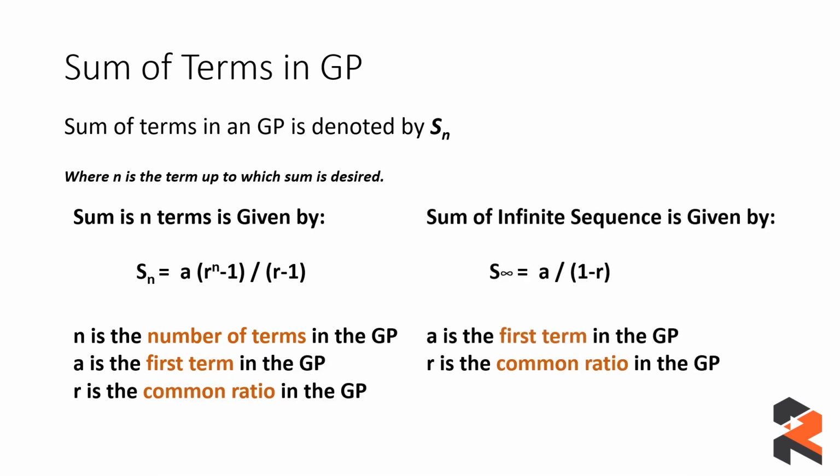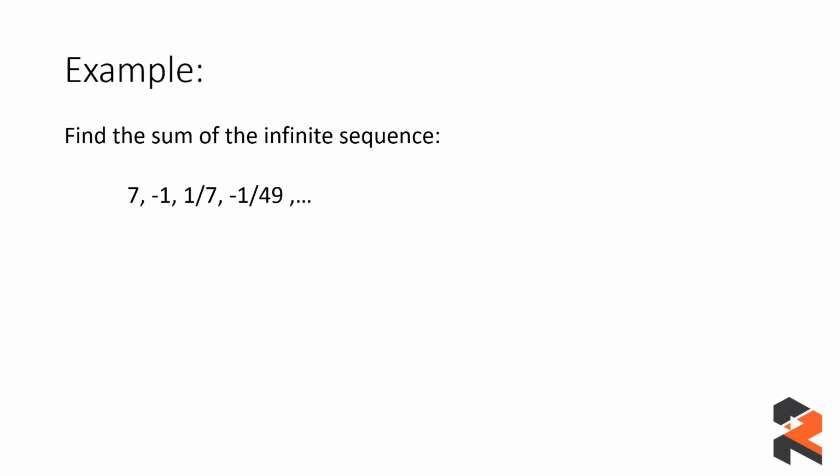However, if you want to find out the sum of an infinite sequence, it is given by A upon 1 minus R. So A is again the first term and R is the common ratio. That is self-explanatory. Now let's look at an example. Say you want to find out the sum of this infinite sequence, wherein we have 7, minus 1, 1 by 7 and minus 1 by 49.